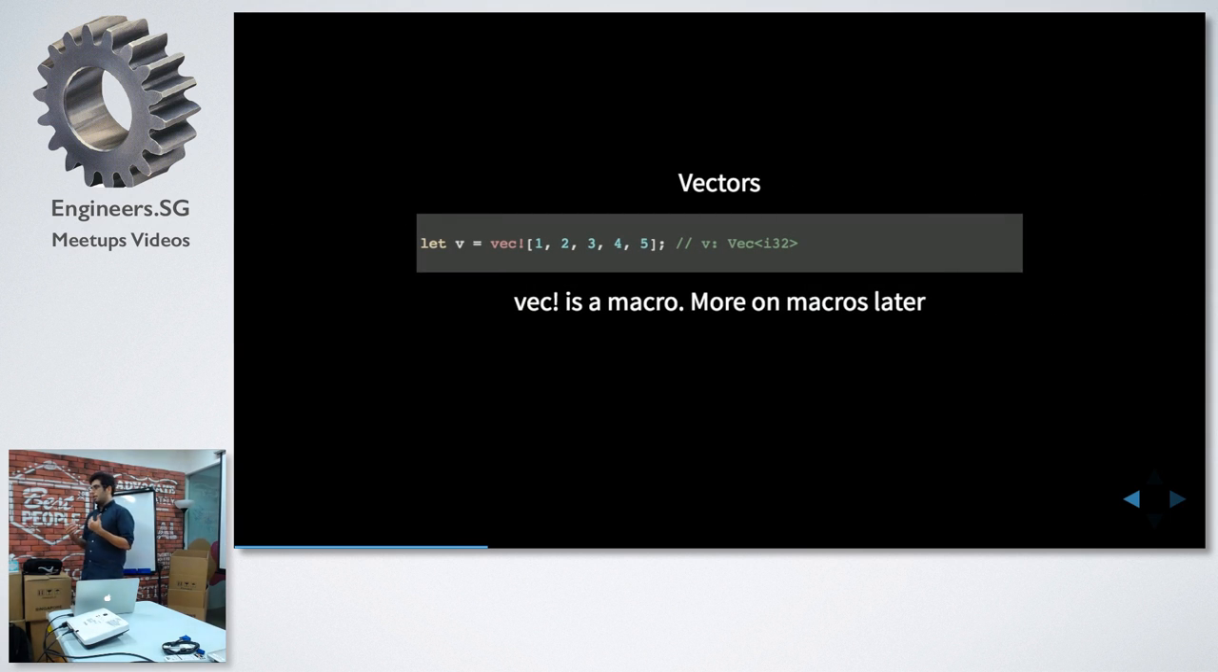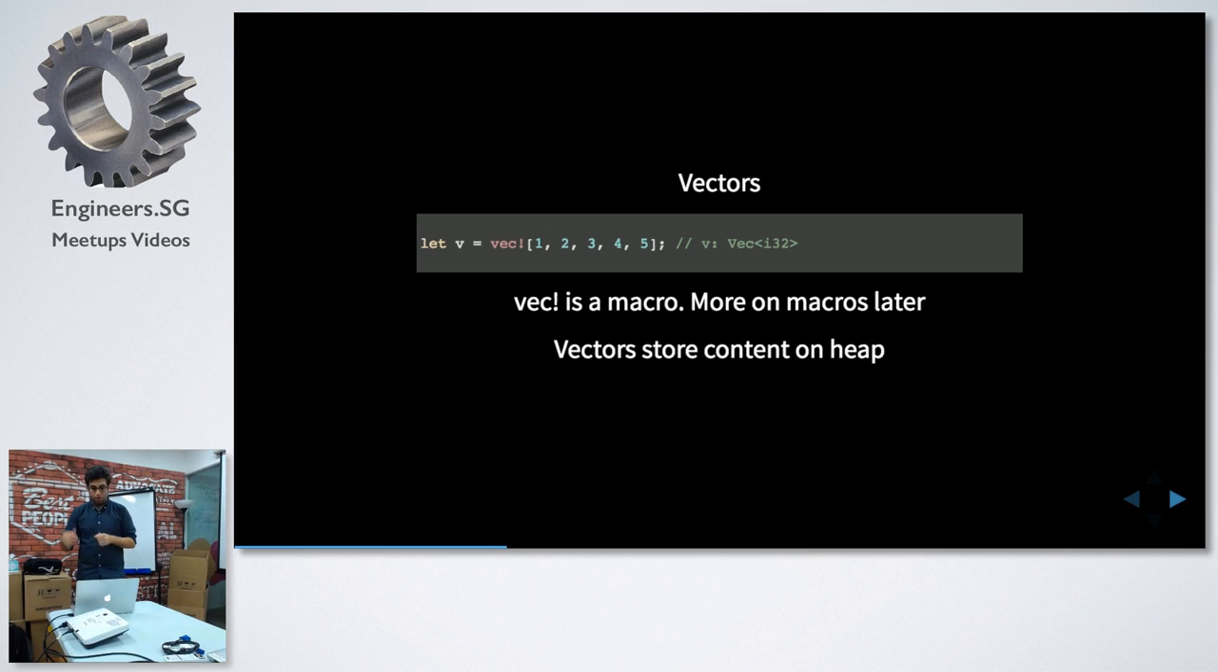I'm going to look at vectors for a bit, because vectors are what I'm going to use to explain the memory concepts later in the talk. So in Rust, the way you declare a vector is very simple. It's just let v equals vec exclamation mark, and you provide a list of sorts. This exclamation mark thing is a macro. We'll discuss more on macros later. But the main point here is this will instantiate a vector of type int32 inside it.